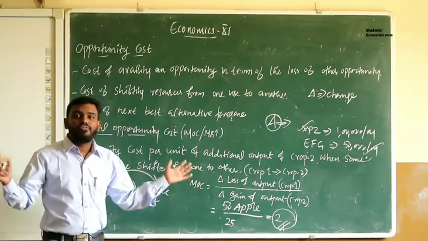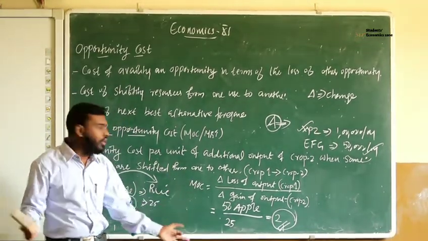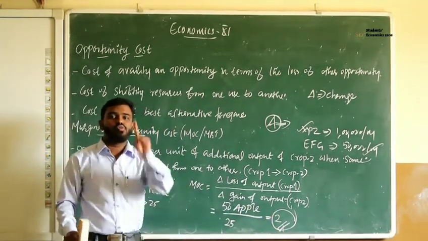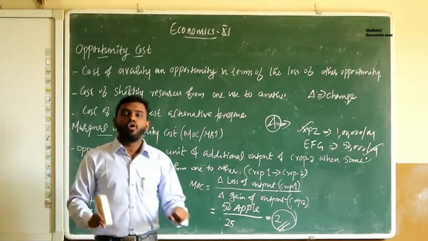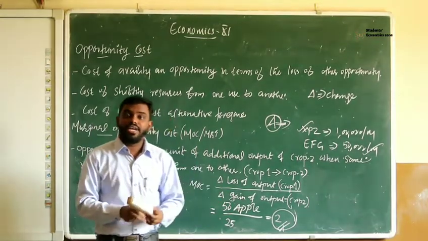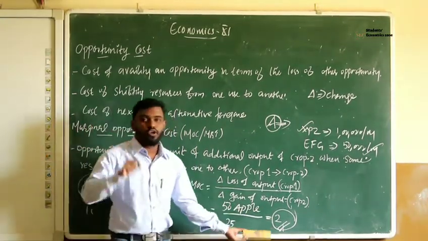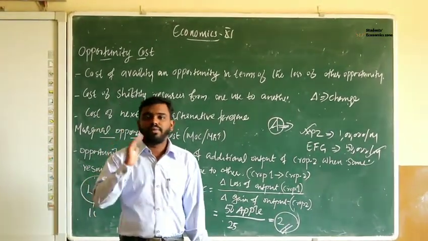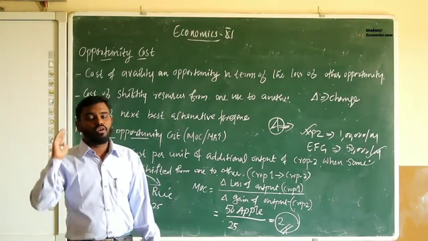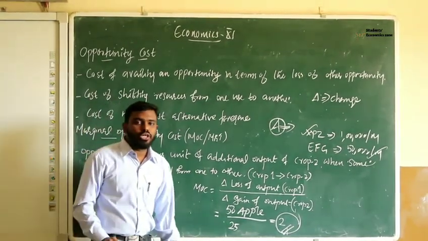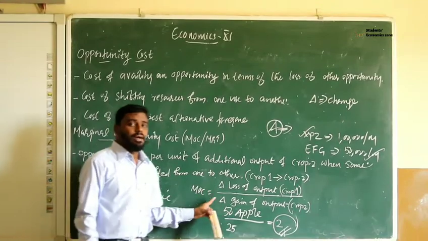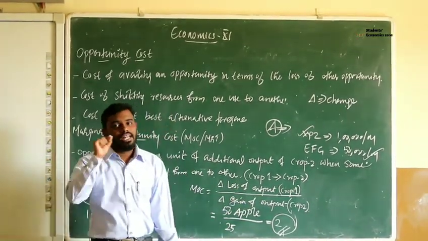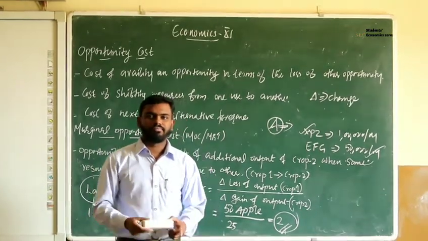As a result, we lost some level of output, that is equal to 2. That 2 shows if we want to produce 1 unit of rice or 1 kilogram of rice, we need to sacrifice 2 units of apple or 2 kilograms of apple. So that means marginal opportunity cost. For calculating marginal opportunity cost, we are using this formula. MOC is equal to delta loss of output divided by delta gain of output.